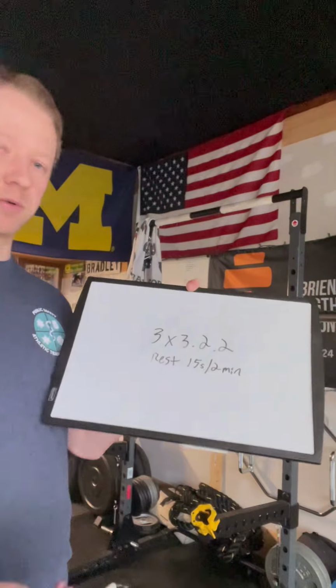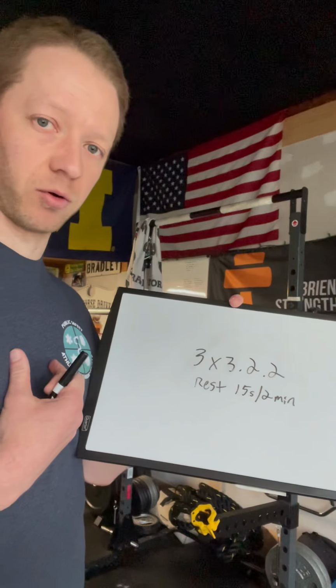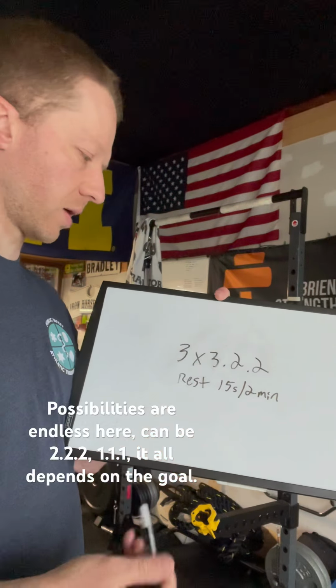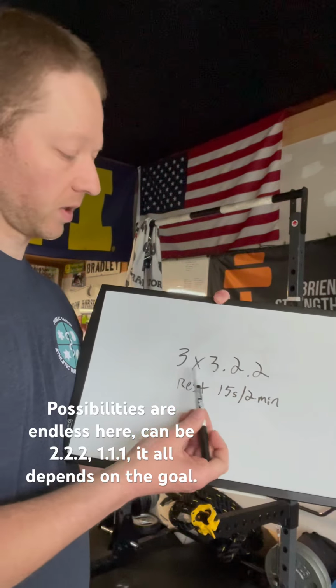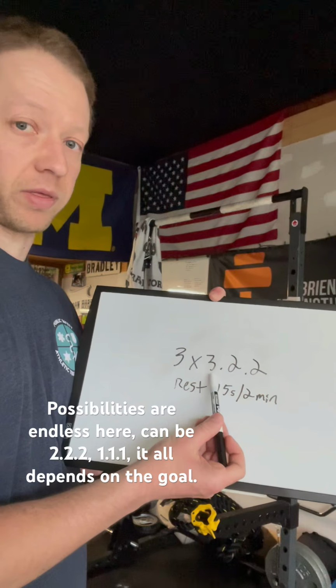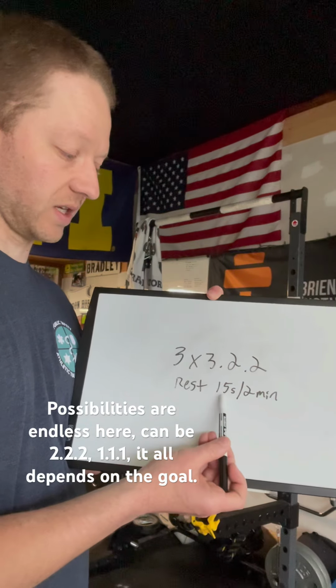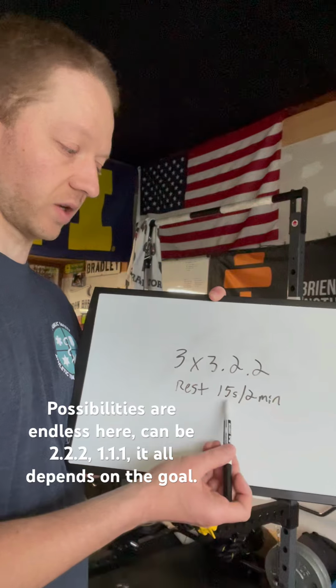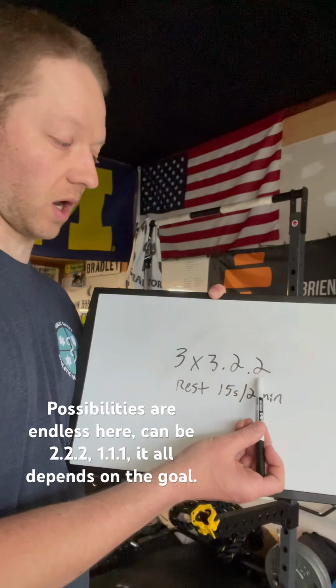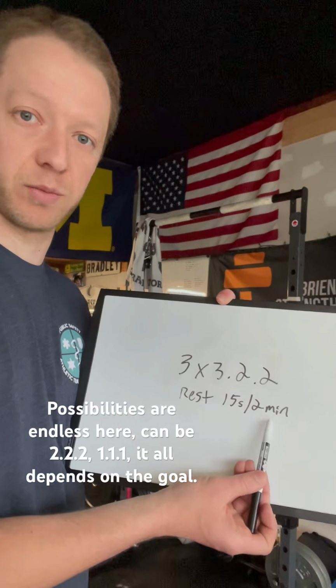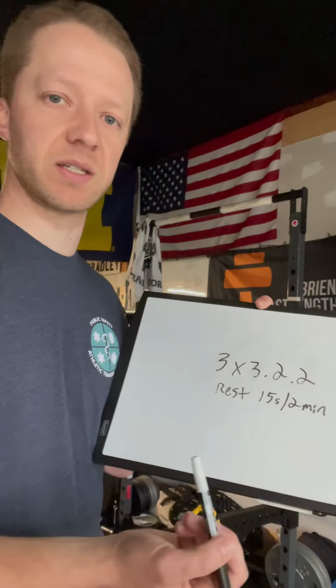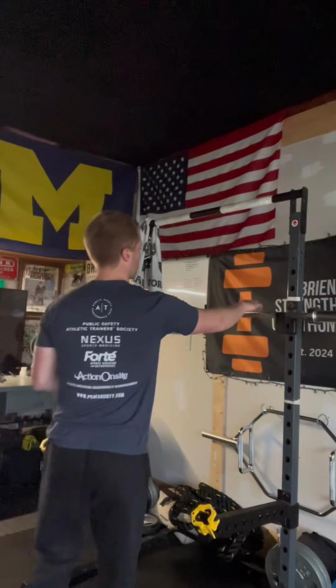So what this typically looks like, and this is how I write it in my programming, how you would see it in any of my programs, we have 3 clusters of you perform 3 reps, and then you rest for 15 seconds, perform 2 reps, rest for 15 seconds, perform 2 reps, and then you rest for 2 minutes. This could be 2 to 3 minutes depending on the lift, and then you increase the weight, and then you do it again. So with a back squat, this could potentially look like this.